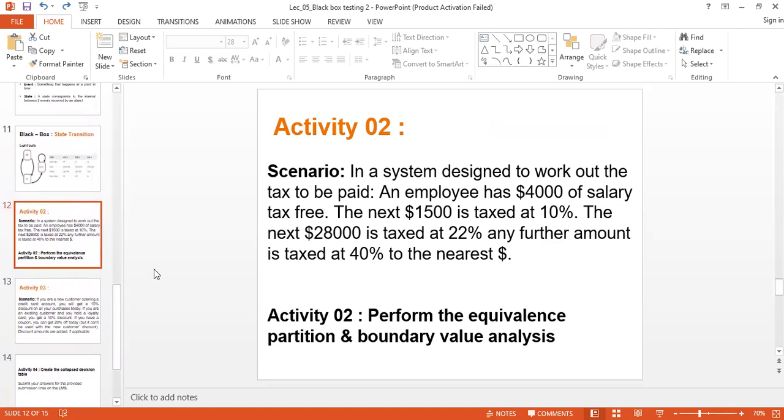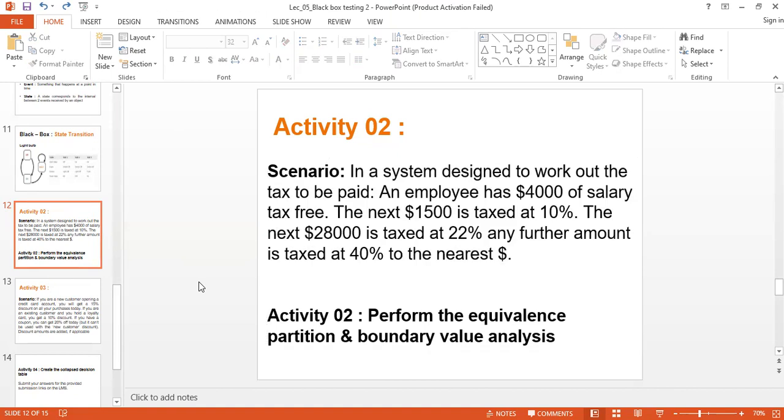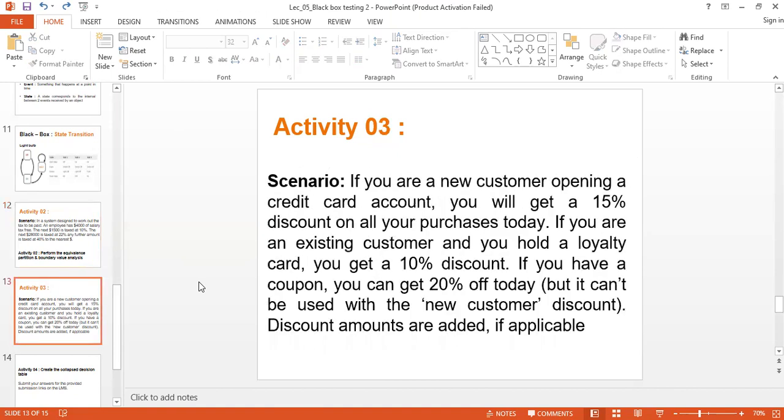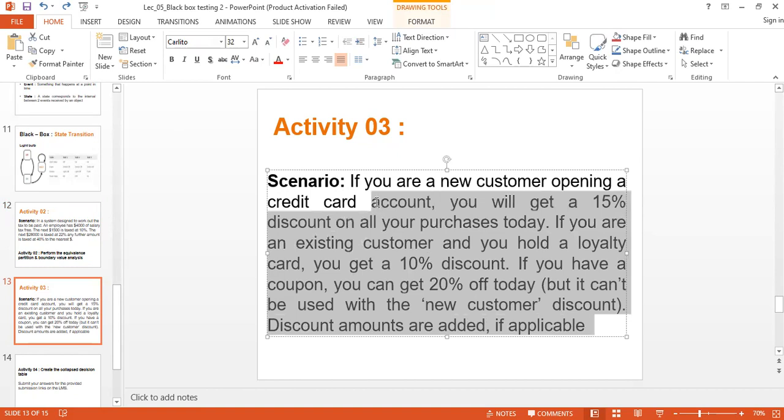You have to do different activities, right? So you will have the second activity. So you have a very simple activity. You have to go through it, and you have to develop a equivalent partition and boundary value analysis. So this case is similar to our discount case, right? And then we have the third activity. So it's also a discount case, right?